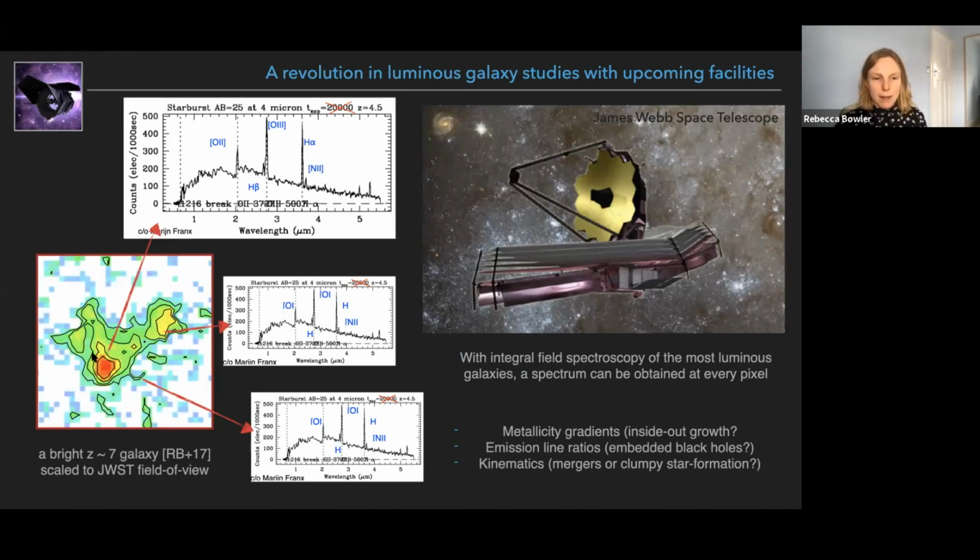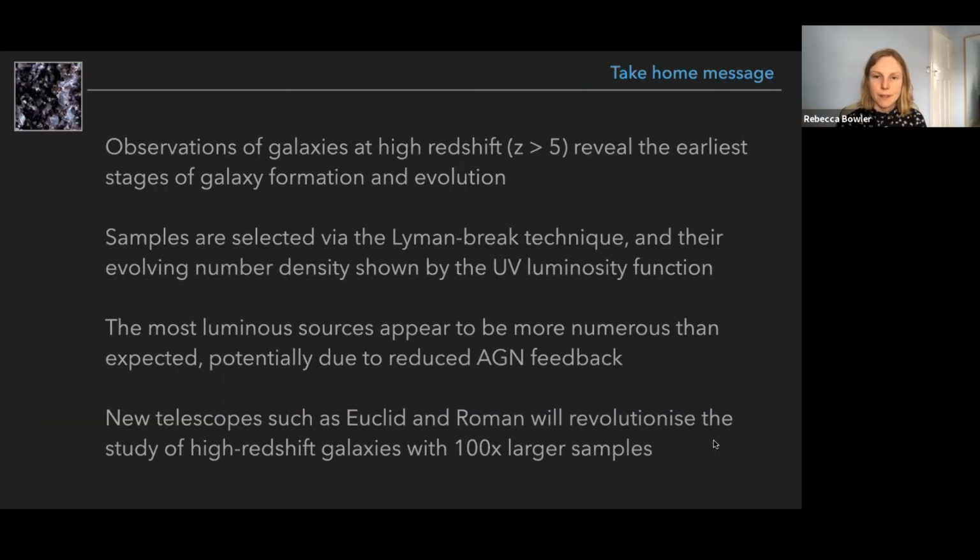So that means if there's an active black hole hiding here, we'll be able to see that in the spectrum. And if there are metallicity gradients, for example, in the galaxy, which tells us about how the gas is accreting, we'll be able to see that as well. Yes, just an incredible amount of information that we're going to get for these galaxies in the next few years.